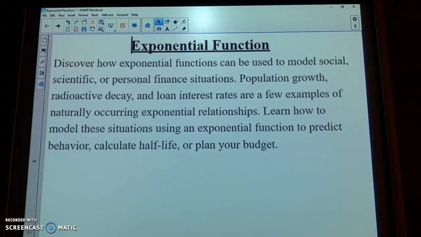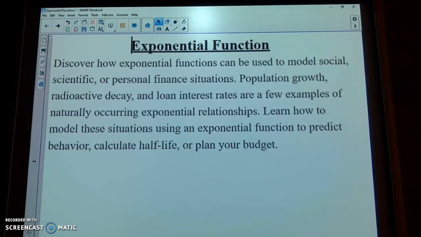Today we are going to discover how exponential functions can be used to model social, scientific, or personal finance situations. Chapter 8 might be hard, but it's also one of the most applicable parts of Algebra 2 Semester 2. And actually, funny enough, it's very applicable to what we are going through right now. You know, this pandemic and how the infection rates are growing exponentially.